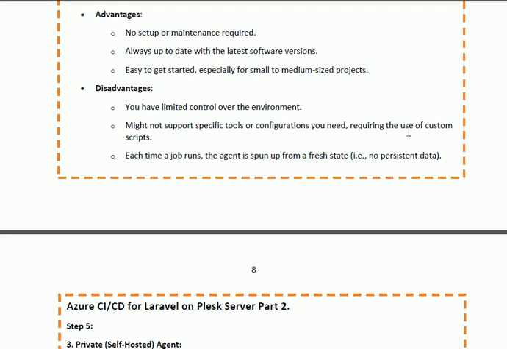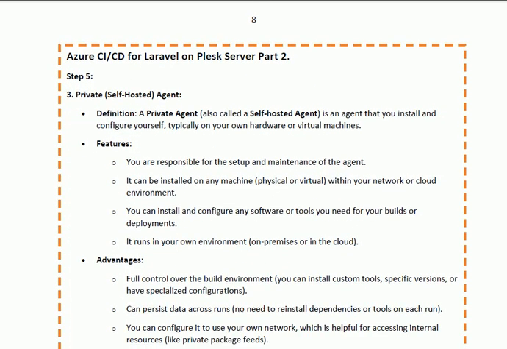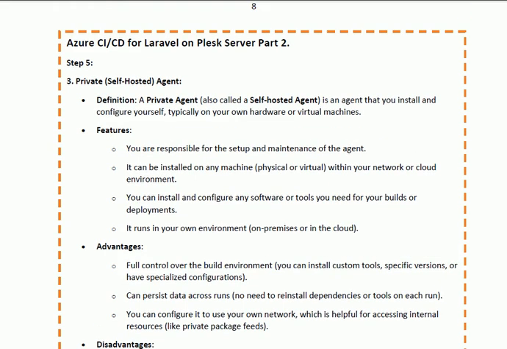Now we shall discuss the second type of build agent, that is the private one. A private build agent, or the self-hosted build agent, the same name we use for this private agent, is an agent that you install and configure yourself, typically on your own hardware or a virtual machine. Its features are: you are responsible for the setup and maintenance of the agent.